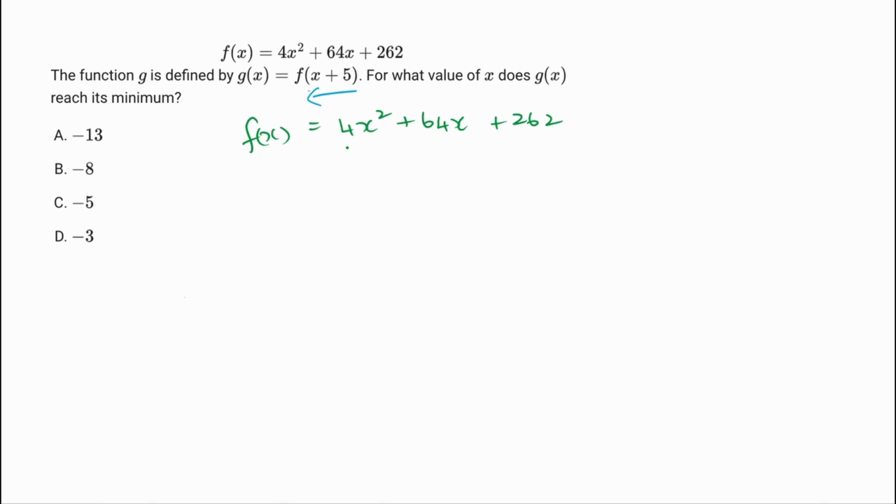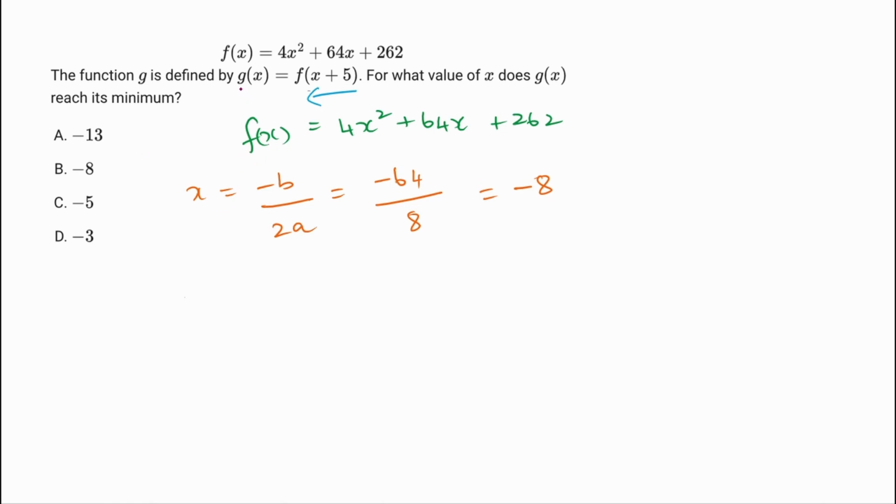So here we have a value to be 4 and b value to be 64 and c value to be 262. Therefore, the vertex of the function f of x can be found by x equal to negative b by 2a, which is nothing but negative 64 divided by 2 times 4, which is 8. So we have negative 8. So x is equal to negative 8 is my vertex for f of x.